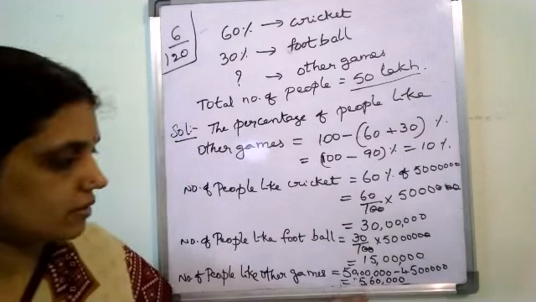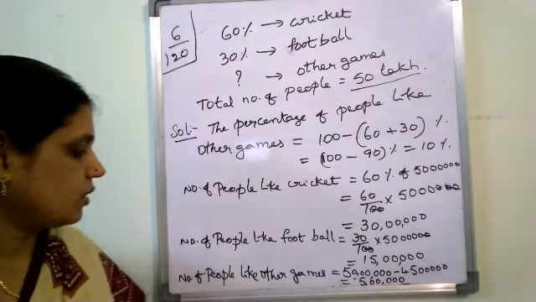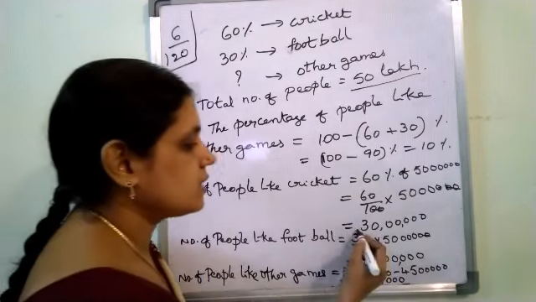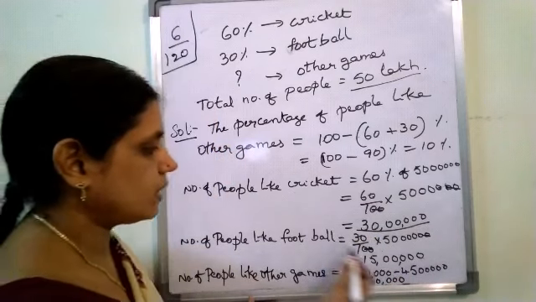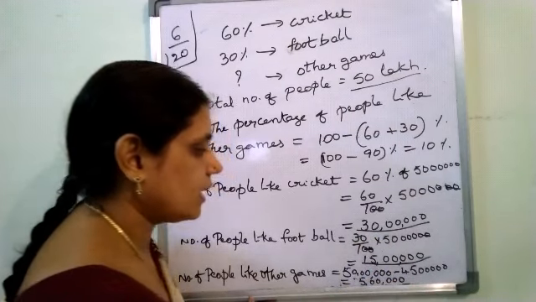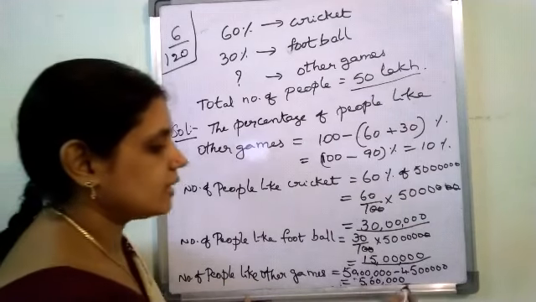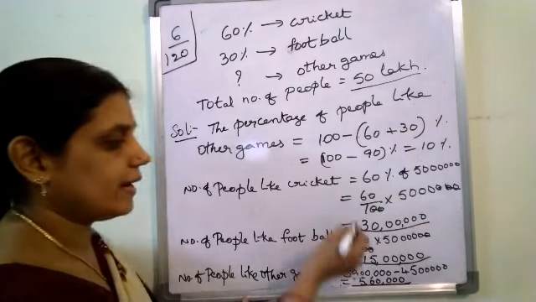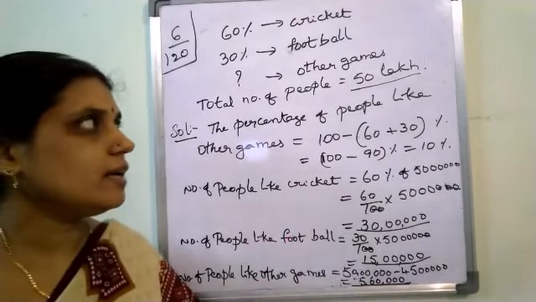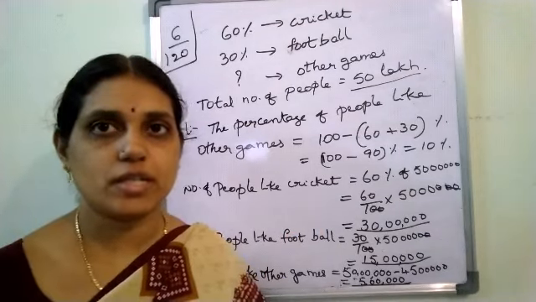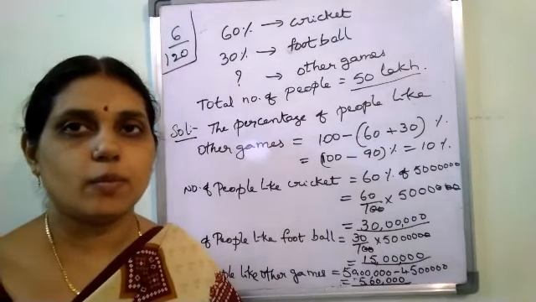Hope it is clear for you. This is 5 lakh. Okay. So here the number of people who like cricket is 30 lakh, the number of people who like football is 15 lakh, and the number of people who like other games is only 5 lakh. By adding all these three, you will get 50 lakh people. Hope all of you understood these concepts and 8.1 sums.